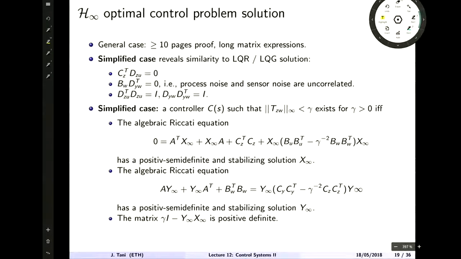As I said, the general proof for this H infinity machine is quite large. Anyone who's interested in doing it is more than welcome. I can give you the reference. I found a version which I understood, but it's a lot of pages, and it wasn't a very enjoyable experience.